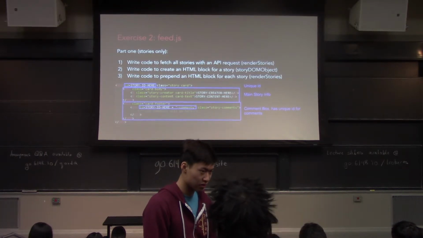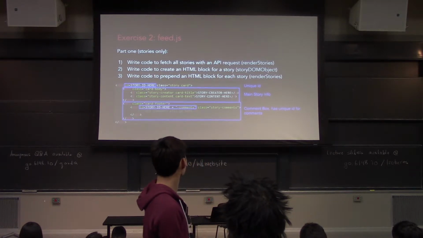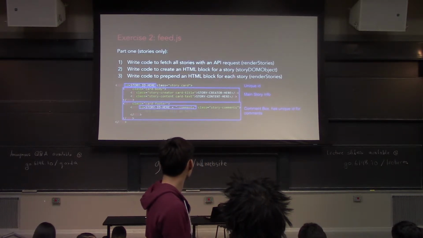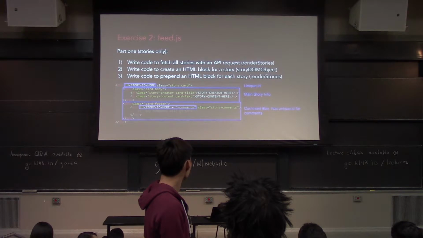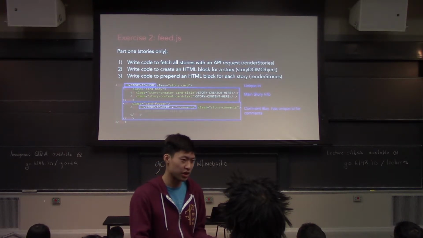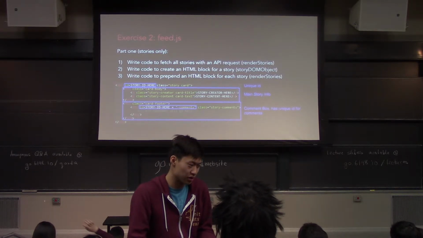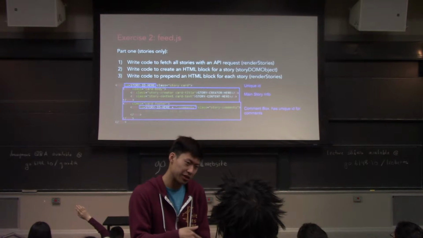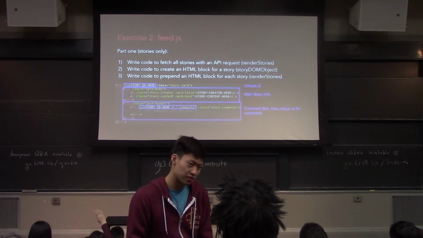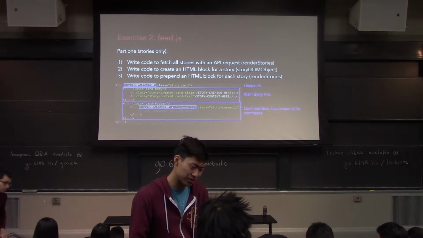What's the difference between creating a DOM object? Creating DOM objects is just like taking data and making an HTML element out of it. It's not on the page yet, it's just somewhere. It's not visible. Rendering is actually putting it in the right place. Do you understand the difference?